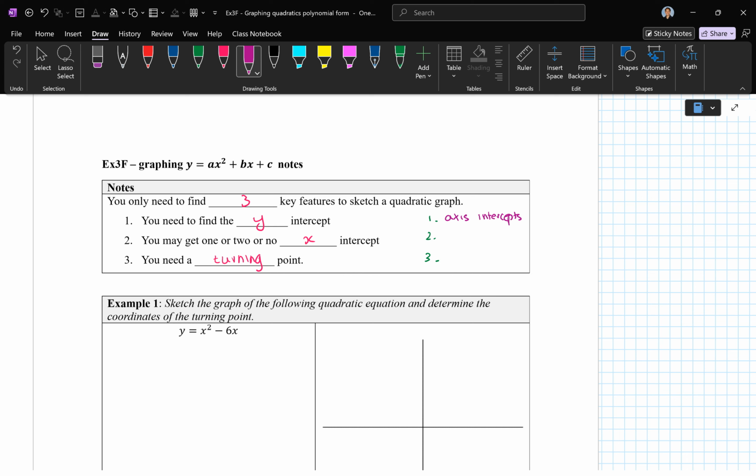Axis intercepts means you have to include both y and x. Number 2 is any key features. With a quadratic graph, turning point is a key feature. And then number 3 is the shape of a graph.